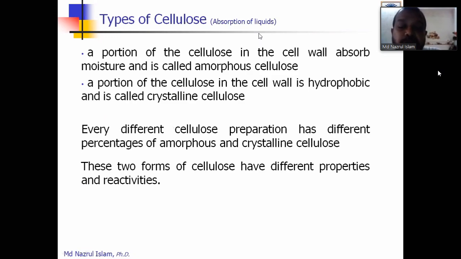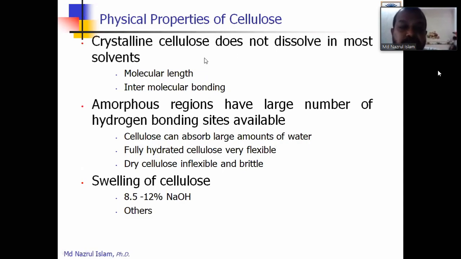Absorption of liquid depends on the type, and there are also different types here. A portion of the cellulose absorbs moisture; we say that is the amorphous, which we have mentioned earlier. A portion cannot absorb anything; we say that is crystalline. So crystalline is hydrophobic, amorphous is hydrophilic. As for the physical properties of cellulose, crystalline cellulose doesn't dissolve in most solvents, because the chemicals do not penetrate into the crystalline region, but amorphous dissolves. And when you add sodium hydroxide, definitely it will swell.